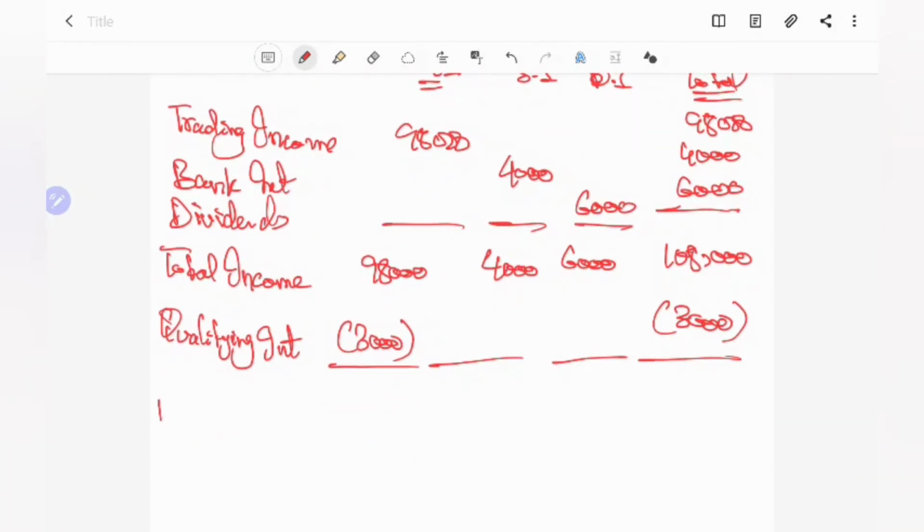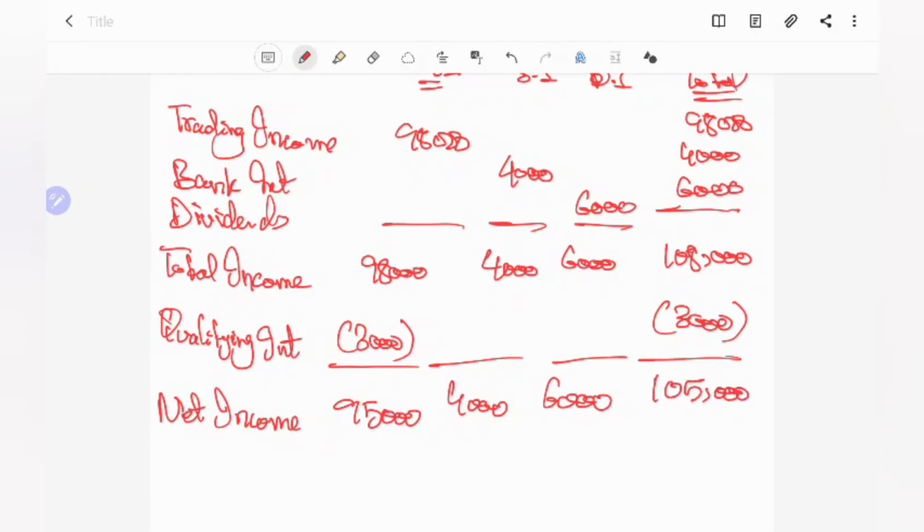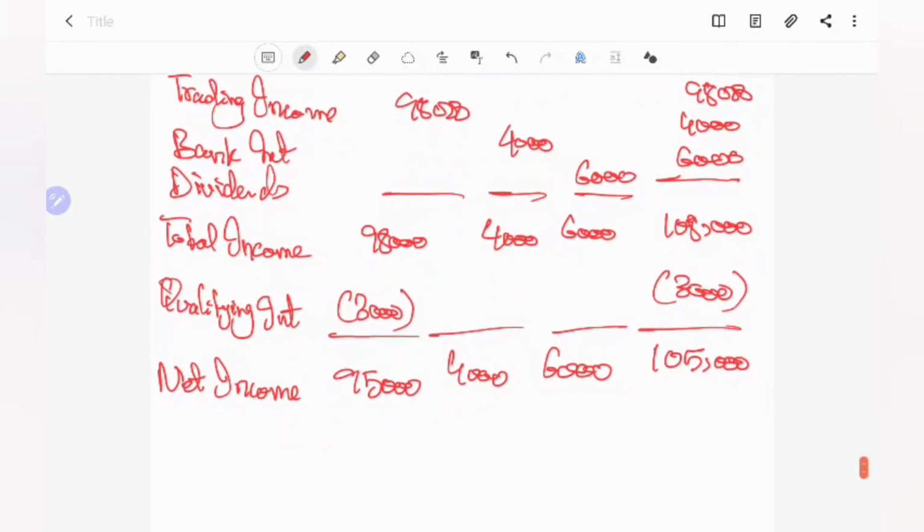Net income 95,000, 4,000, 6,000, and 105,000. All done. Less personal allowance. We have to do some workings now.